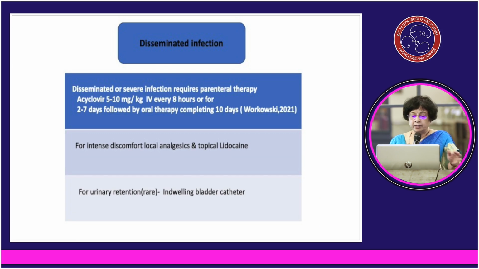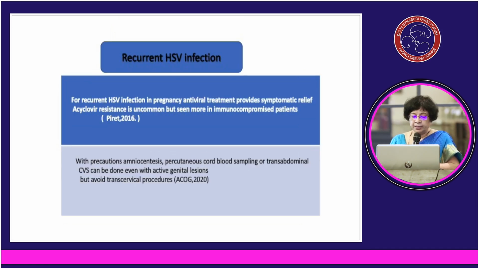So in disseminated infection, we have to give intravenous acyclovir, 5 to 10 milligrams per kilogram every 8 hours for 2 to 7 days, followed by oral therapy completing 10 days, or maybe longer when the patient is immunocompromised. For intense discomfort, local analgesic and topical lidocaine. For urinary retention, we can give an indwelling bladder catheter. For recurrent HSV in pregnancy, antiviral for genital lesions, but no transvaginal procedures are required, though avoid transcervical procedures.